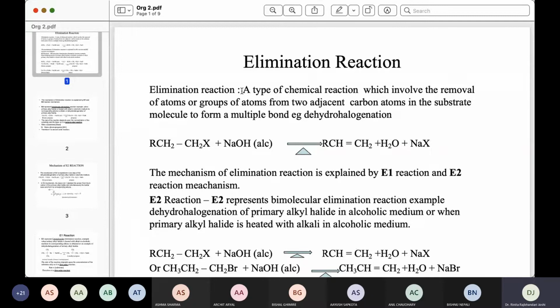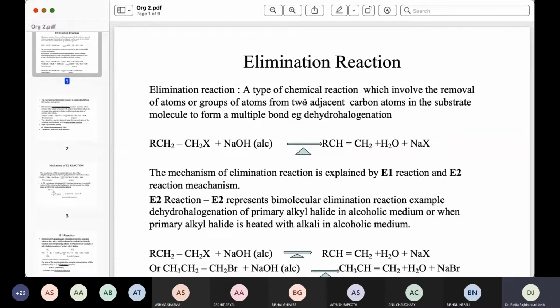तर त्यसैलाई recall गर्दाखेरि, a reaction which involves the removal of atoms or groups of atoms from two adjacent carbon atoms in the substrate molecule to form the multiple bond. So what is elimination? Reference to the organic chemistry भन्दाखेरि, yes, in this case, organic chemistry, carbon must be there.